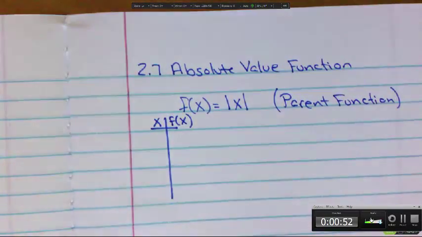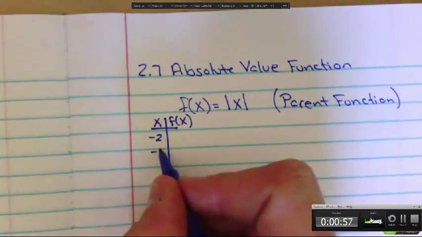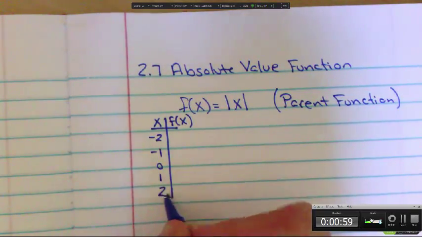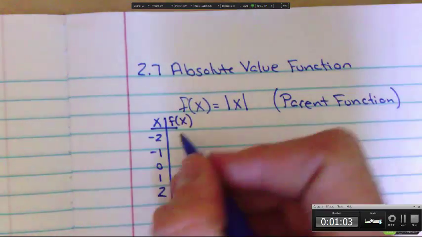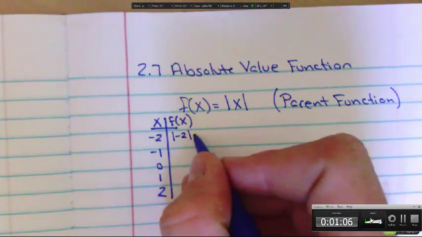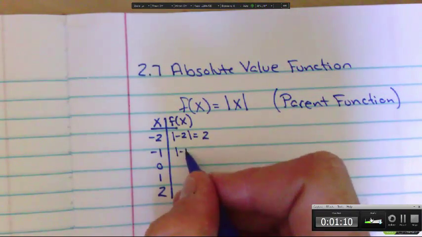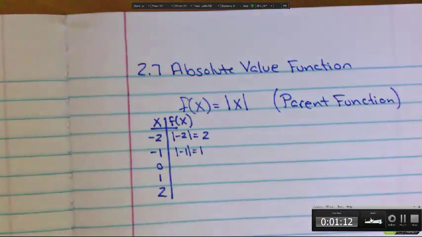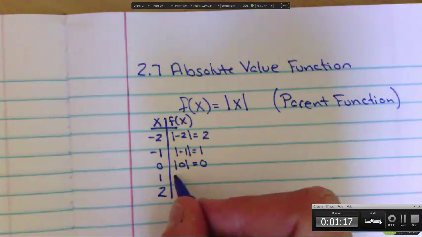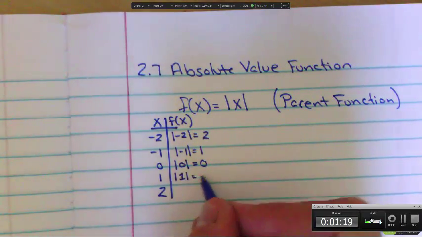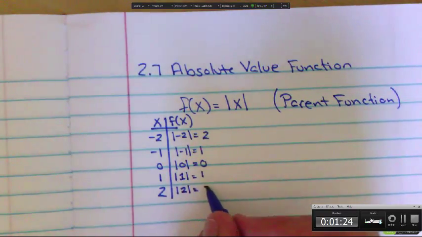If we don't know what a graph looks like, the step is you should always create a table. And our x values are going to range from -2 to +2. If we want to graph them, we're just going to plug these points into the function. So it'd be the absolute value of -2, which is 2. The absolute value of -1, which is 1. The absolute value of 0 is 0. The absolute value of +1 is 1. And the absolute value of 2 is 2.